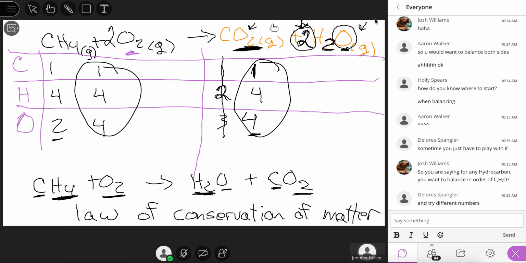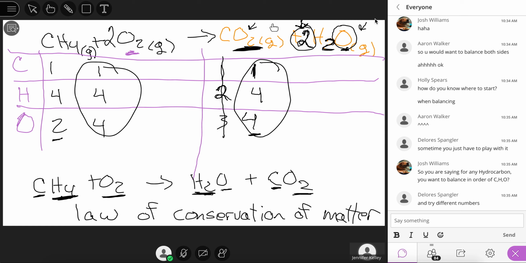And so that's why we have to balance it. Yeah, so in hydrocarbons, you start with the carbon, then you do the hydrogen, then the oxygen. If it's not that, then sometimes you have to just kind of guess where to start. Normally, if it's not a hydrocarbon, I just start on the left and work toward the right. But yeah, sometimes you have to try different numbers.